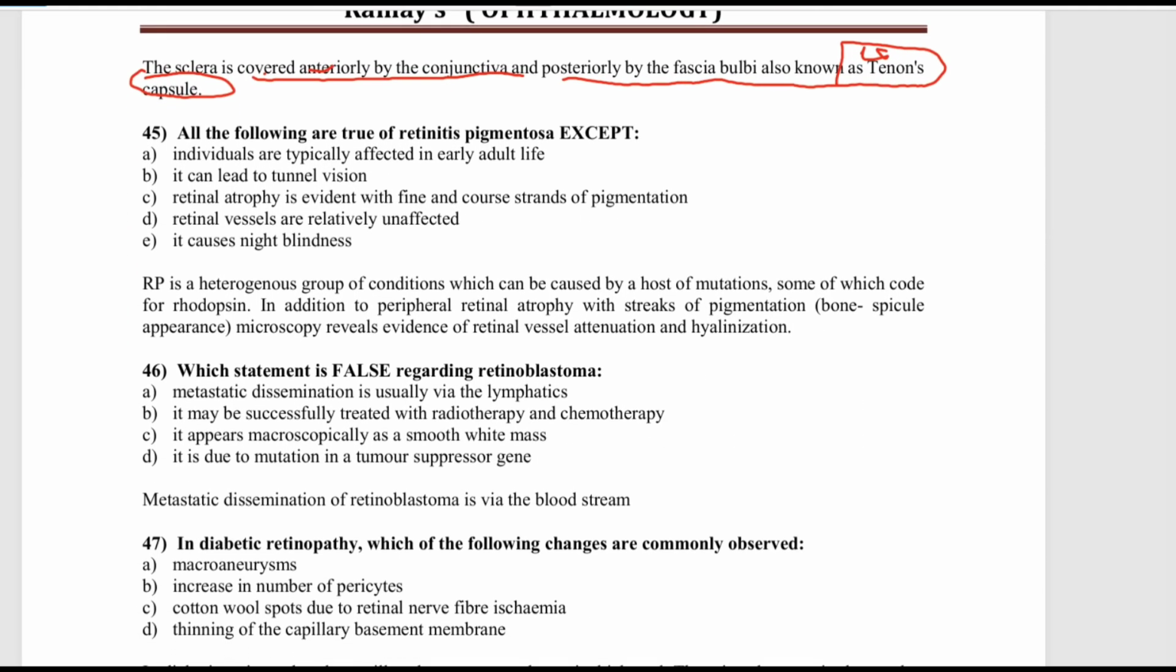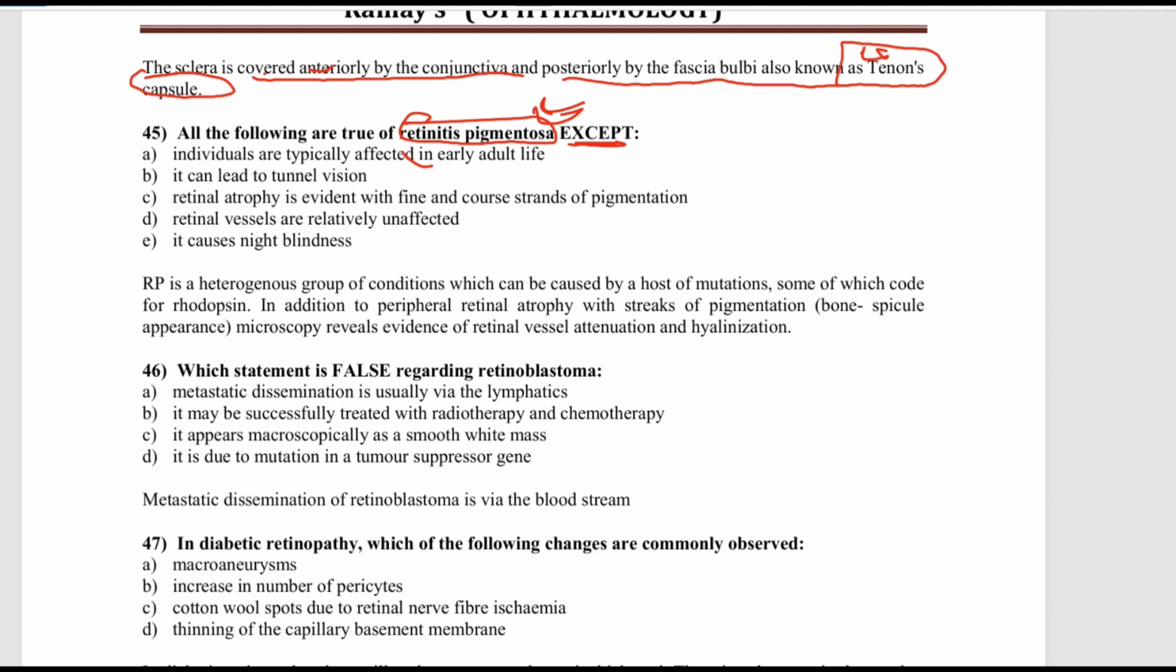So our next question is, all of the following are true about retinitis pigmentosa except. Retinitis pigmentosa is a disease of the retina. The options are: individuals are typically affected in early adult life; it can lead to tunnel vision; retinal atrophy is evident with fine, coarse strands of pigmentation; retinal vessels are relatively unaffected; it causes night blindness.